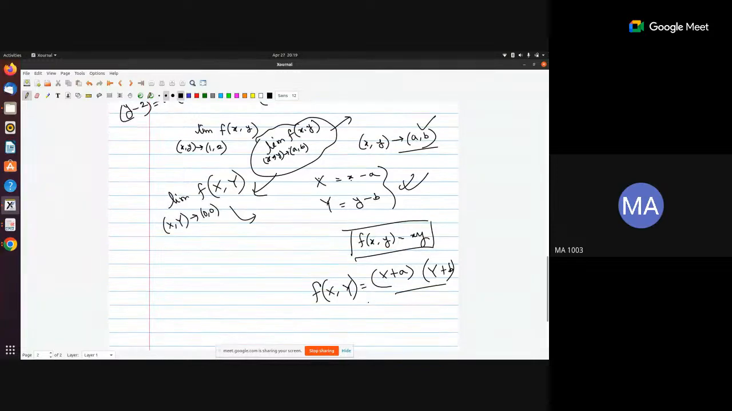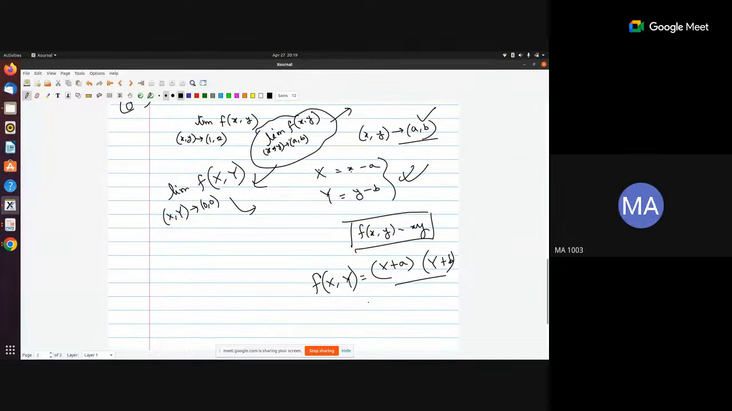Is it clear to everyone? So if you are comfortable with checking the limit at origin, then whatever point is given, the checking is literally the same. So we generally don't have to bother about that.